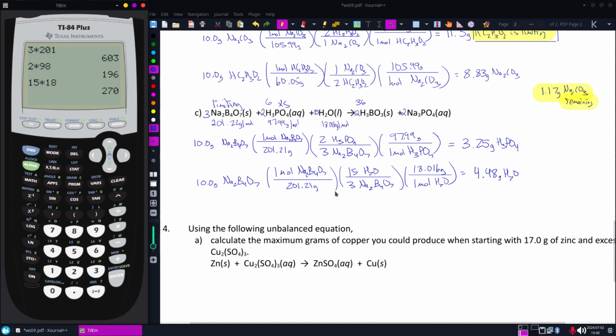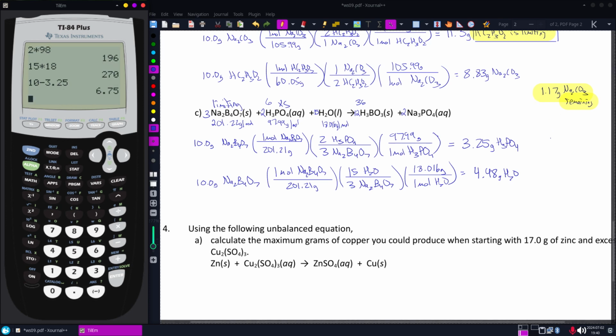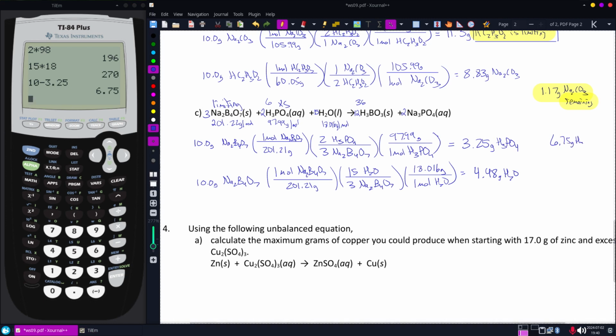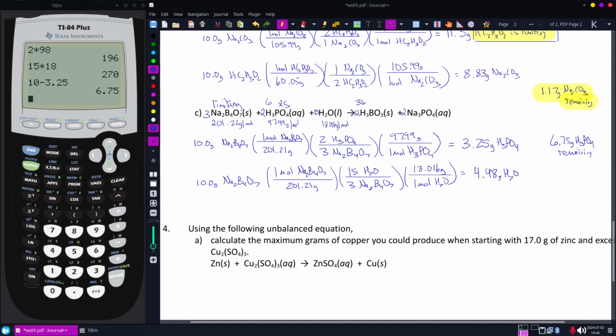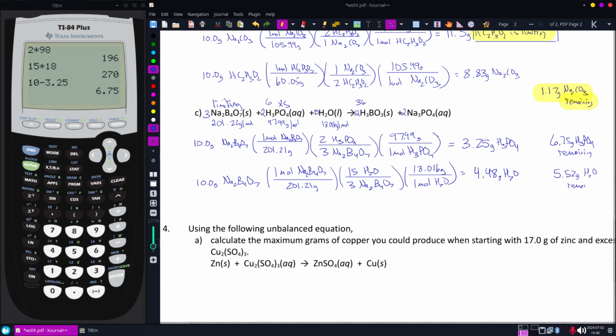Alright, but now that I have these 2 values, my remaining amount of H3PO4 is going to be 10 minus that 3.25. Just give me 6.75 grams of H3PO4 remaining. And because 10 minus 4.48 is going to be 5.52 grams of water remaining. So I have this limiting and I have my remaining amounts.